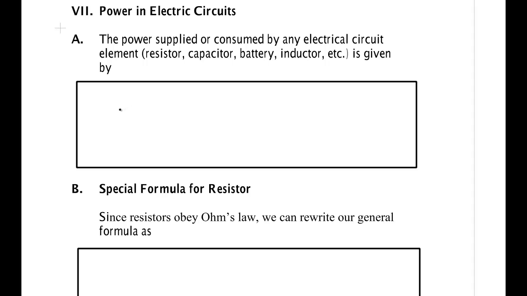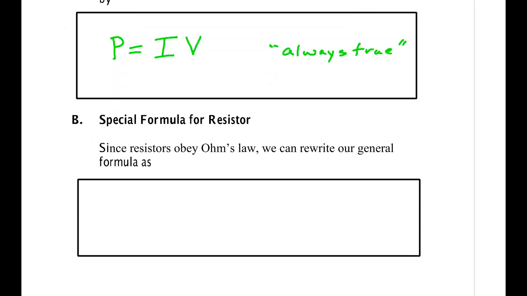Well, the power in any electric circuit can be found by the fact that power is equal to the current times the voltage. This is always true. Take the current at a specific instant of time times the voltage in that element at a specific instant of time, and you find the power rate at that instant of time. Now, for resistors, we have a relationship between I and V called Ohm's law, and so we can substitute that in and eliminate one of them in terms of the resistance. So two ways of rewriting this formula.